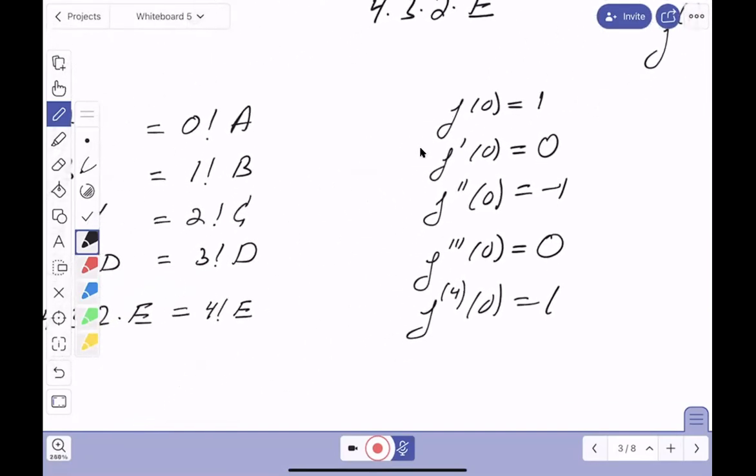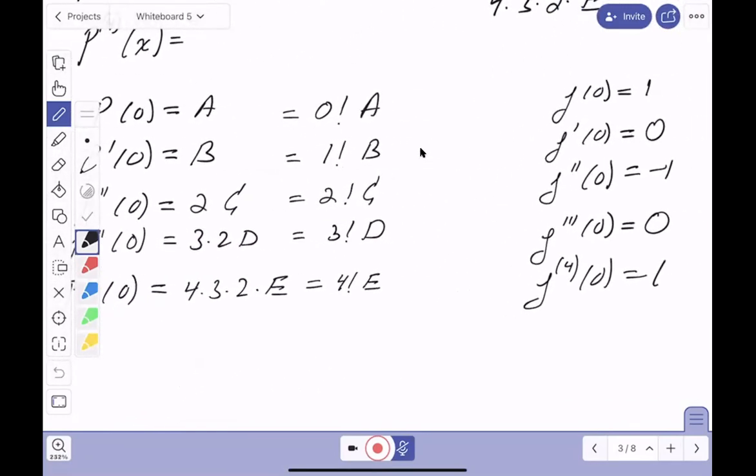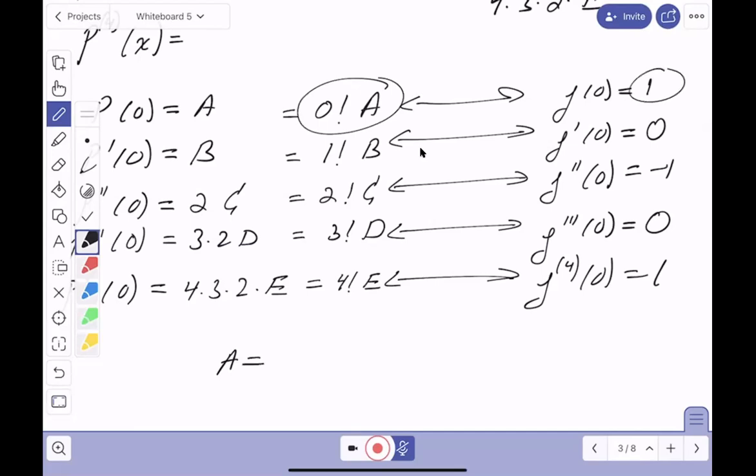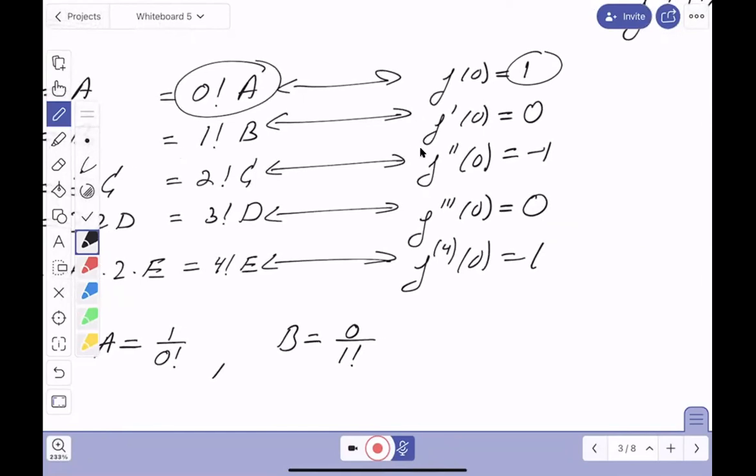Let's go back over here. I'm starting to realize that these things need to agree with each other. It should be pretty easy to do. For example, what would A be equal to? I'm equating these things, right? A would be equal to 1 over 0 factorial. Let's write down what B would be equal to. B would be equal to 0 over 1 factorial. Right, we'll talk about what that means later. What's C equal to? -1 over 2 factorial.